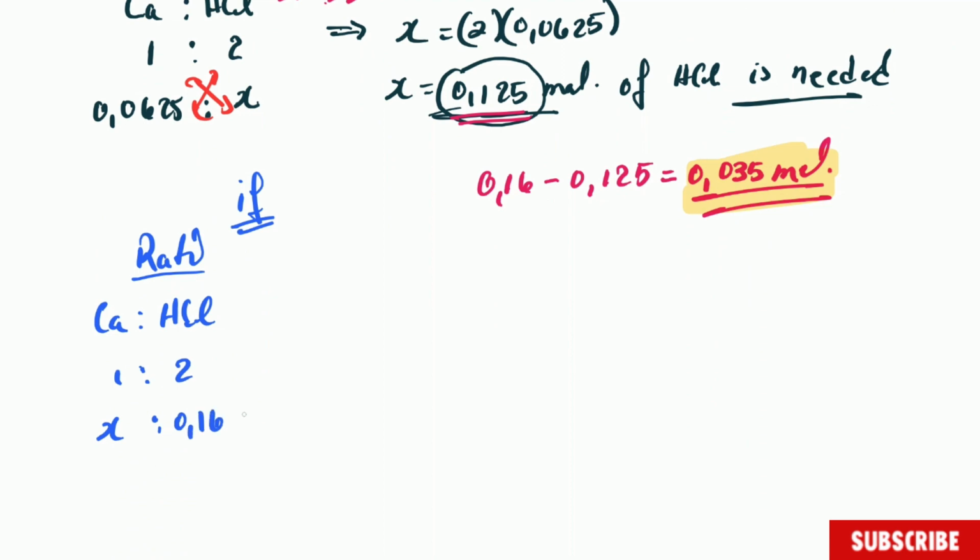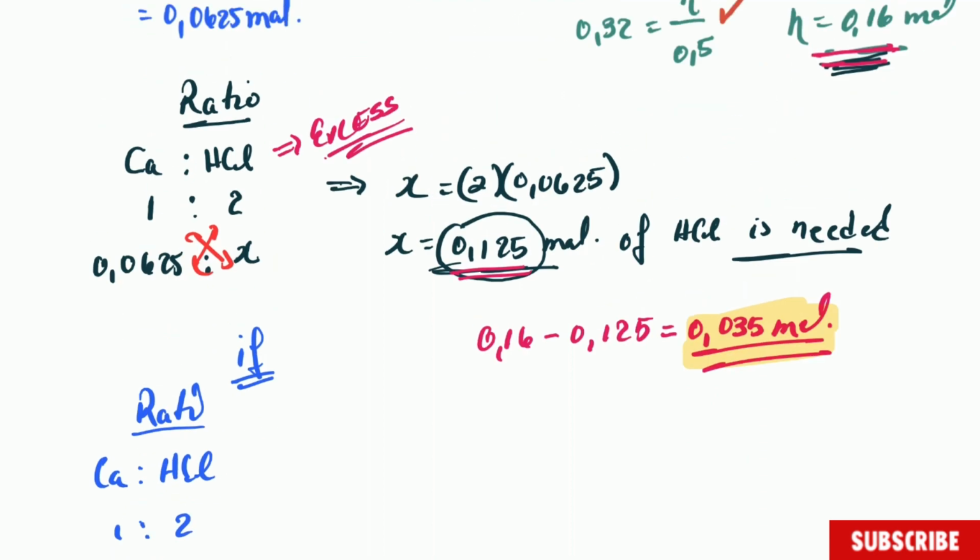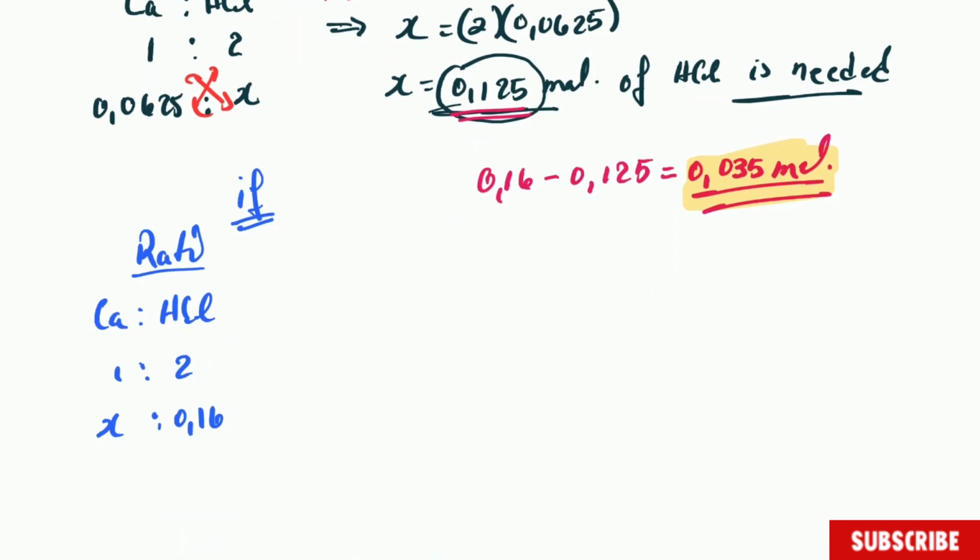0.16 mole of hydrochloric acid is used. How much do you need? You do the same. You do the cross product here. Okay, guys, this is if somebody did it this way. You do the cross product, and then what you're going to get here is 2x equal to 0.16.